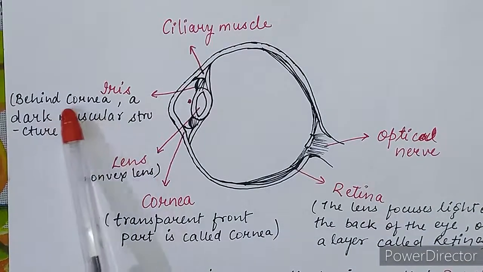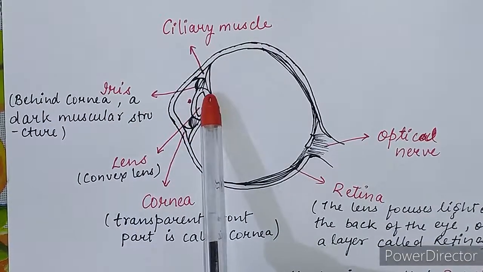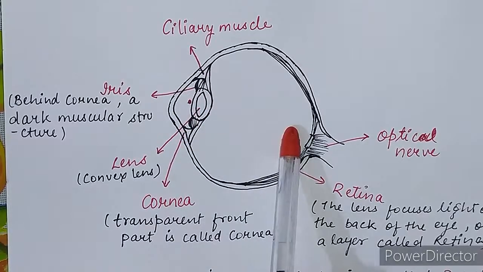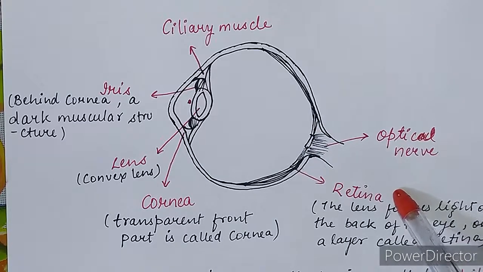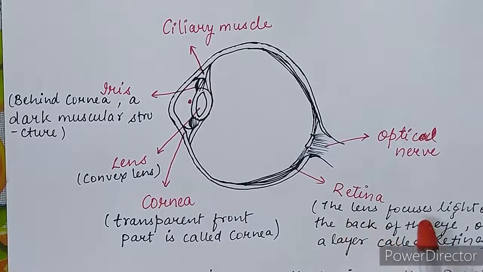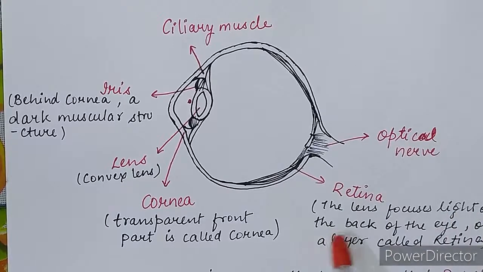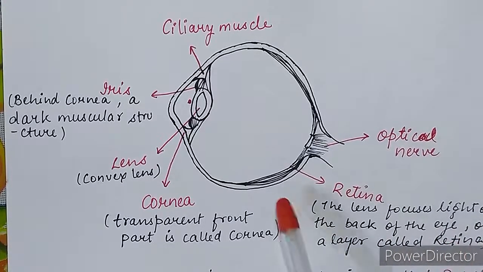Now as the light enters our eyes through the convex lens, it will form one image on the retina. So what is the retina? The lens focuses light on the back of the eye on a layer called the retina. So the image is formed on that layer, in the retina. Now the retina contains several nerve cells.